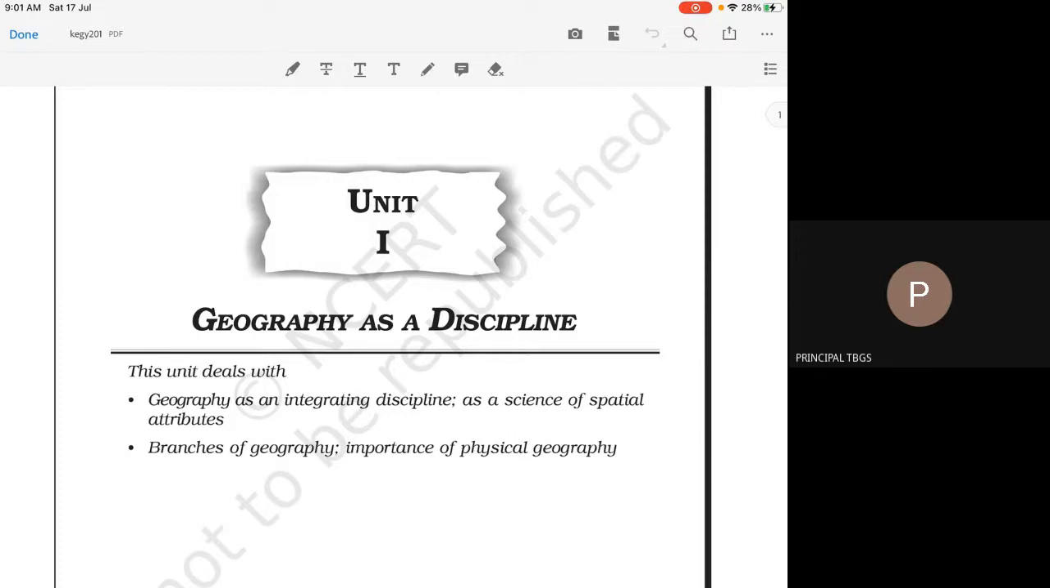So the important thing that we will study in this unit is geography as an integrated discipline, meaning how it is integrated with other subjects and how it is interdependent with them, and geography as the science of spatial attributes. That means we study the various features of the regions. The second important thing we will discuss is the branches of geography and the importance of physical geography in the other branches.